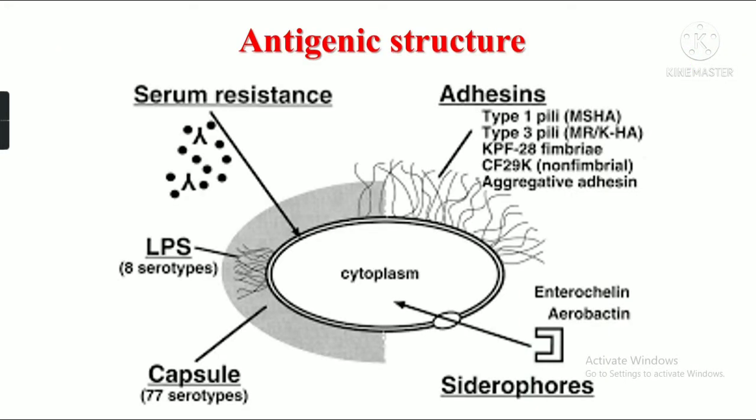Coming to the antigenic structure, Klebsiella has multiple types of antigenic structures. It has LPS, the lipopolysaccharide layer, based on which it can be divided into 8 serotypes. It has a capsule, and based on capsular polysaccharide, Klebsiella is divided into 77 serotypes. It also produces siderophores and various types of adhesive factors like type 1 pili, type 3 pili, KPF28 fimbriae, CF29K, and non-fimbrial aggregative adhesion factors. Like that, Klebsiella has multiple antigenic factors which help it to cause disease in humans.